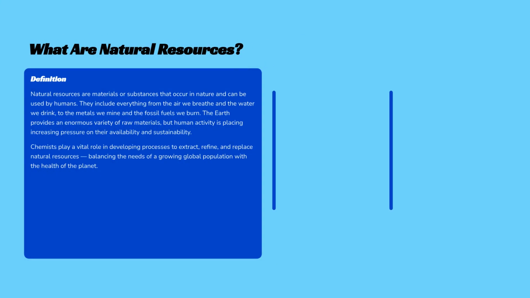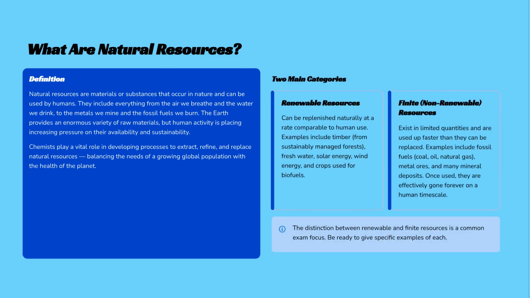Natural resources are materials occurring in nature used by humans, from the air we breathe to fossil fuels. Chemists are vital in refining and replacing these resources. They fall into two main categories, renewable and finite.